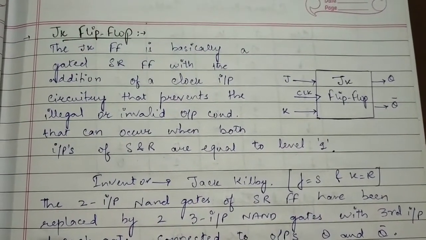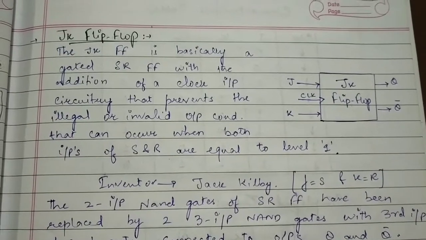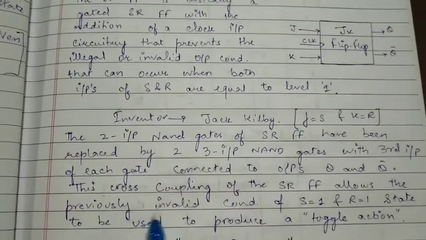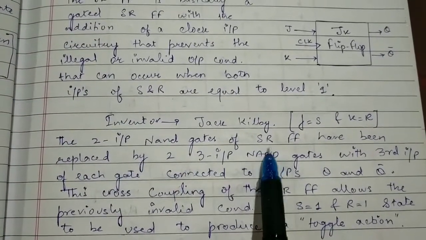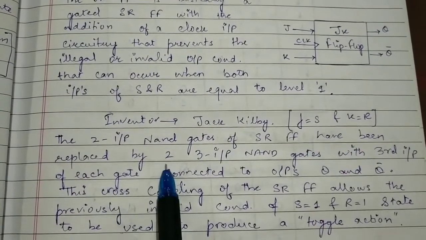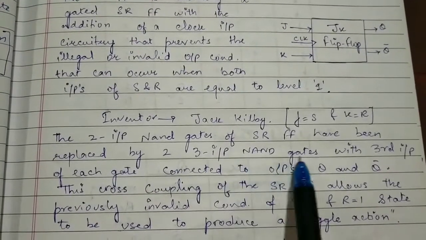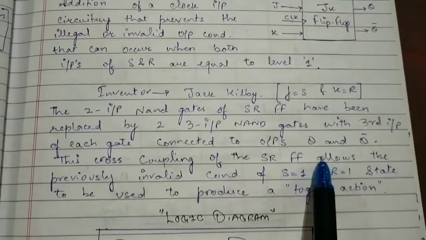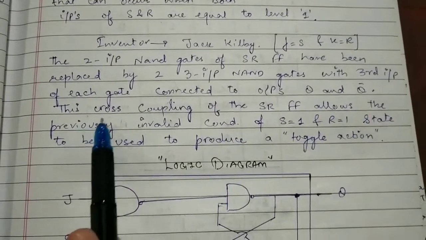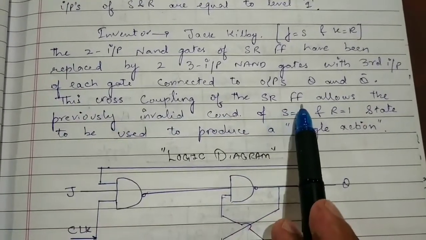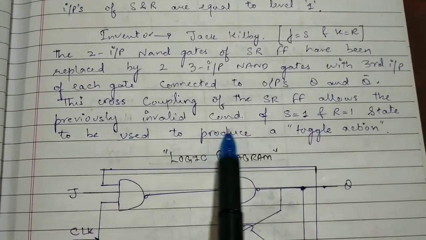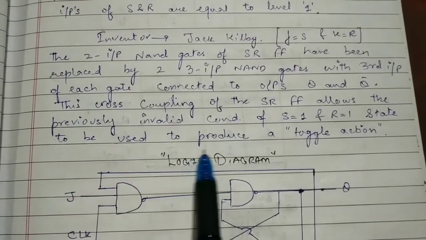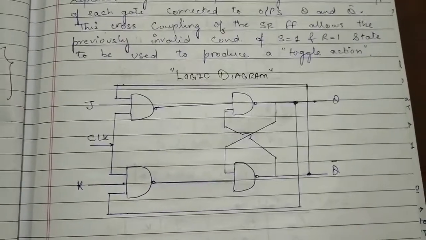Here the inputs S and R of the SR flip-flop are replaced by J and K respectively, and the two 2-input NAND gates of the SR flip-flop have been replaced by two 3-input NAND gates, with the third input of each gate connected to the outputs Q and Q bar. This cross coupling of the SR flip-flop allows the previously invalid condition of S equal to 1, R equal to 1 to be used to produce a toggle action.